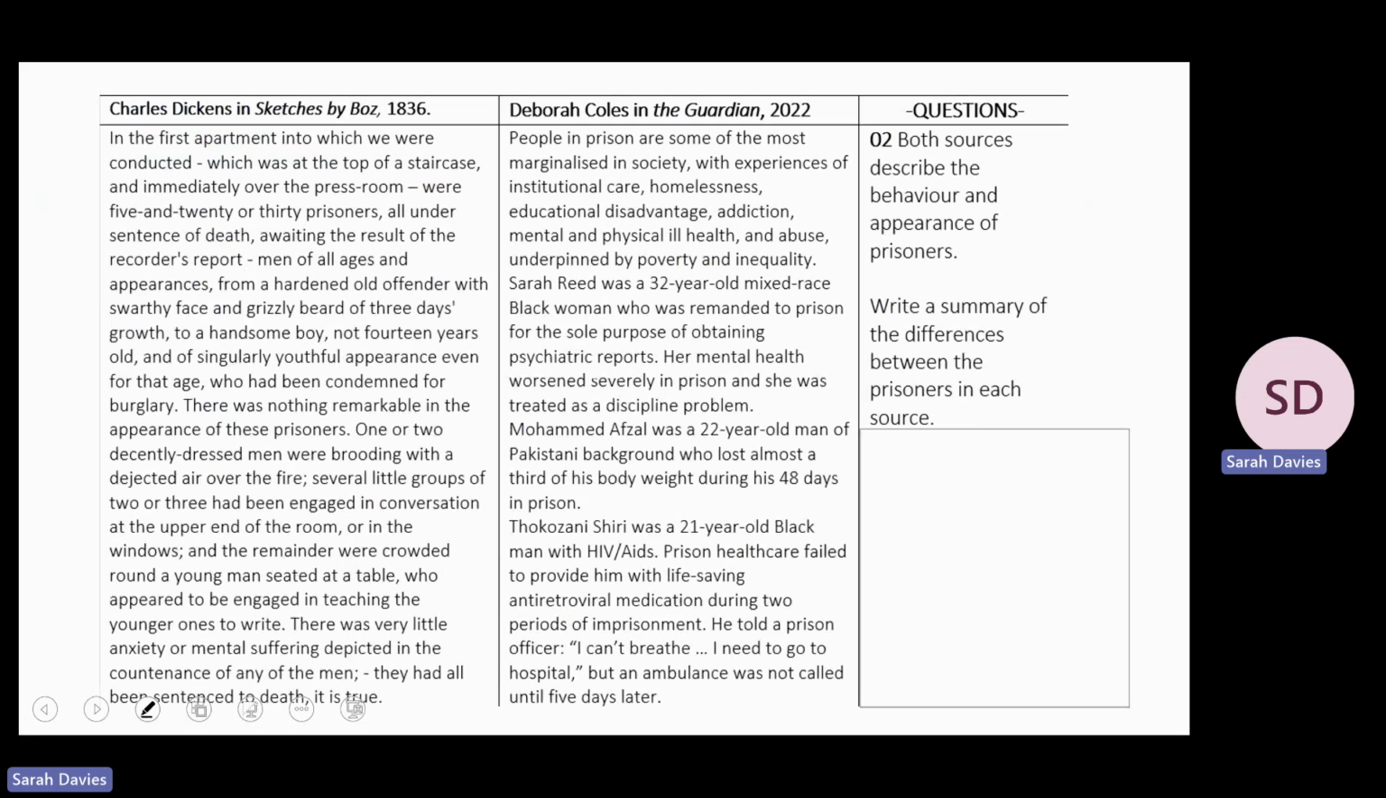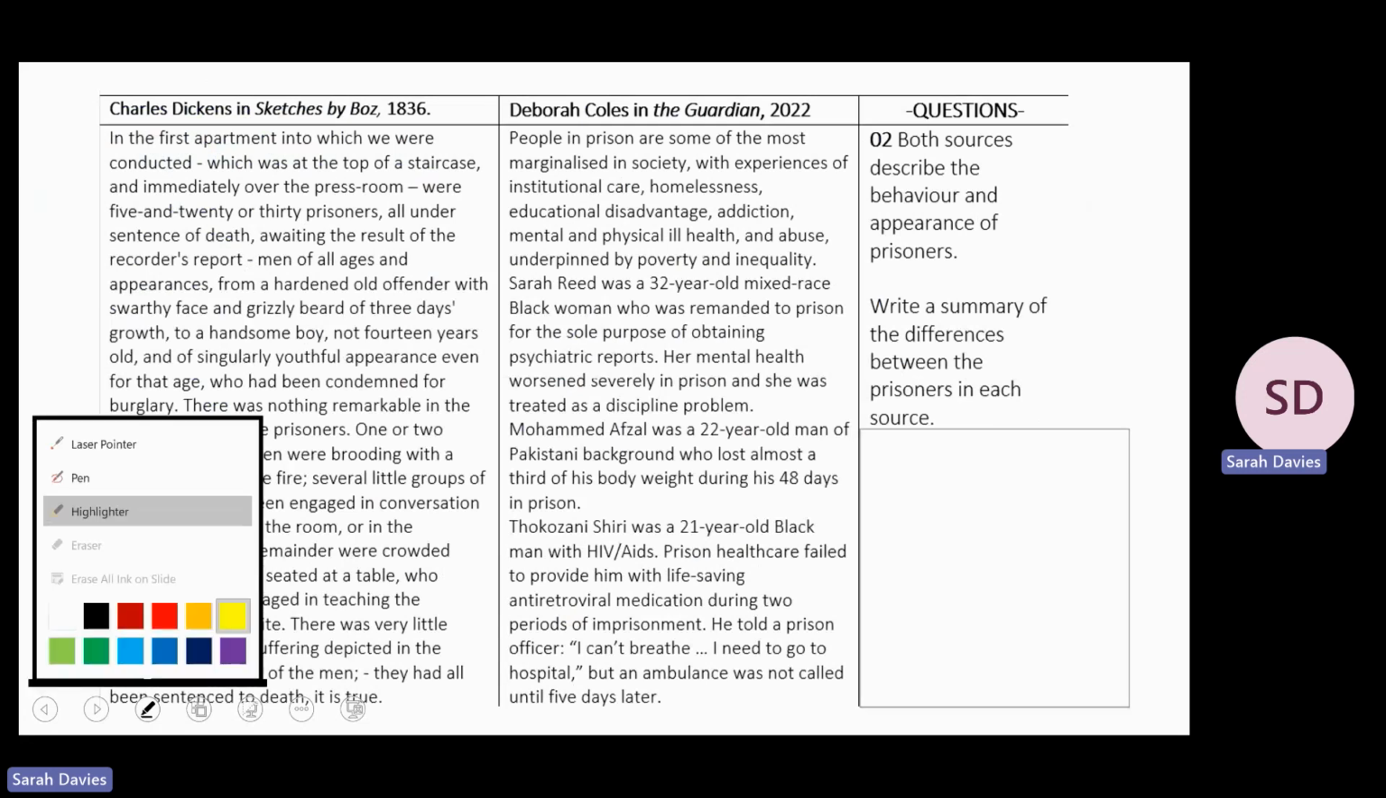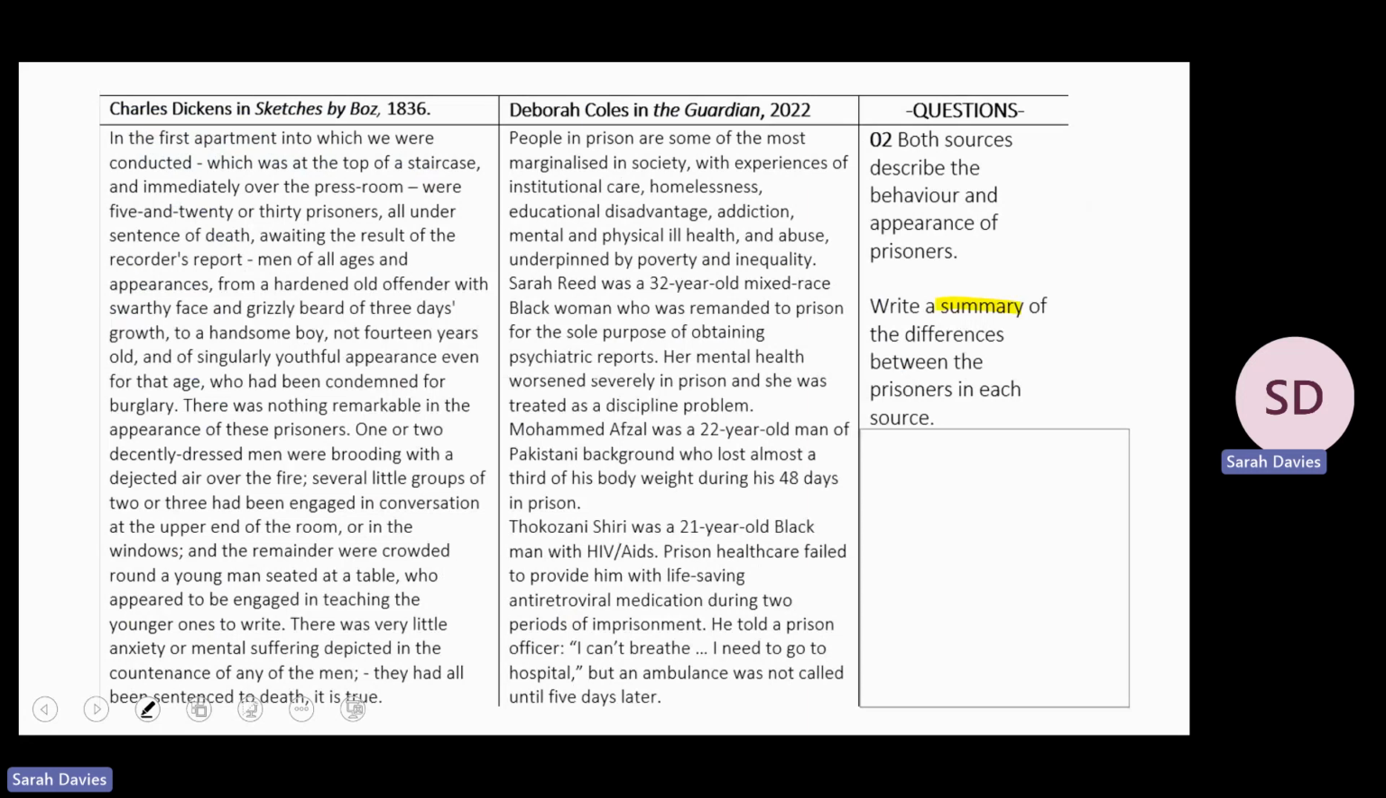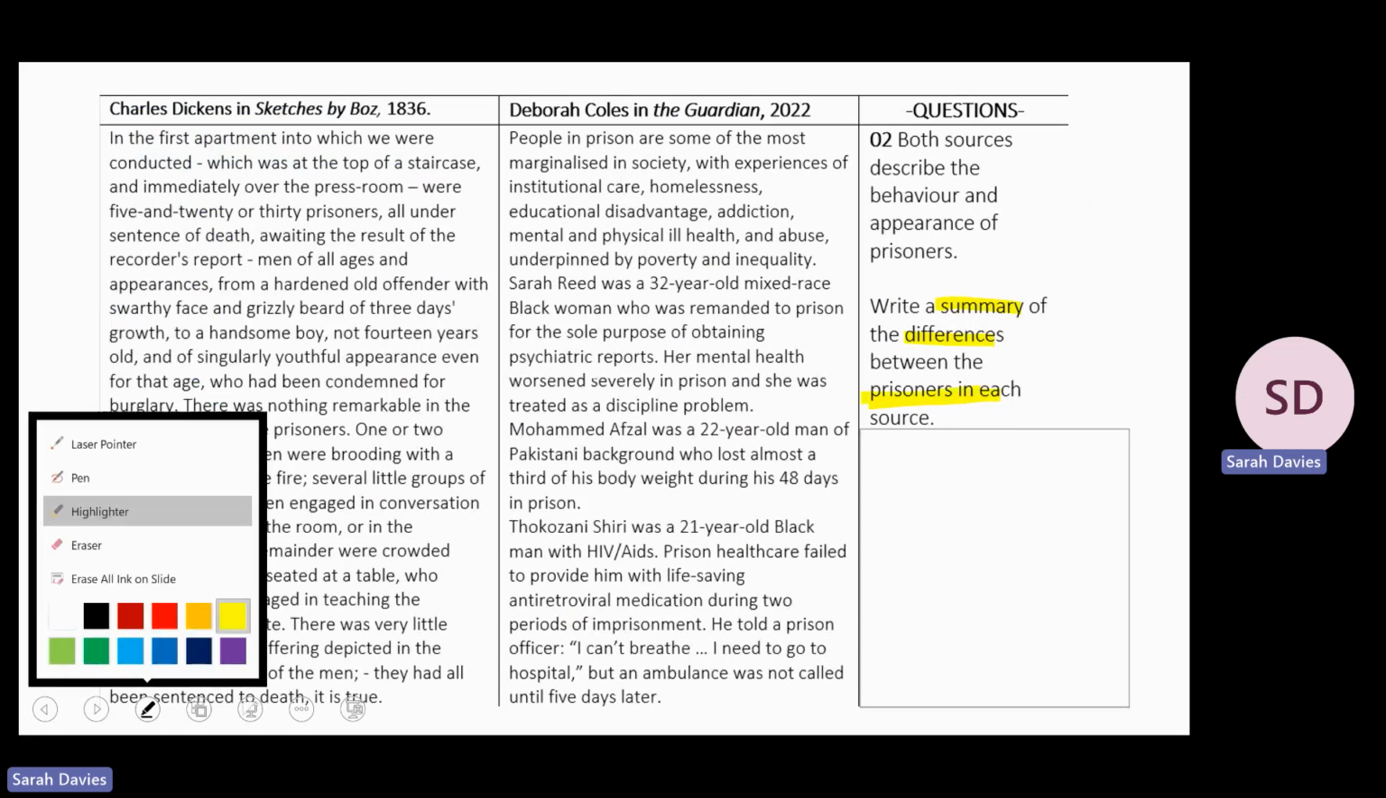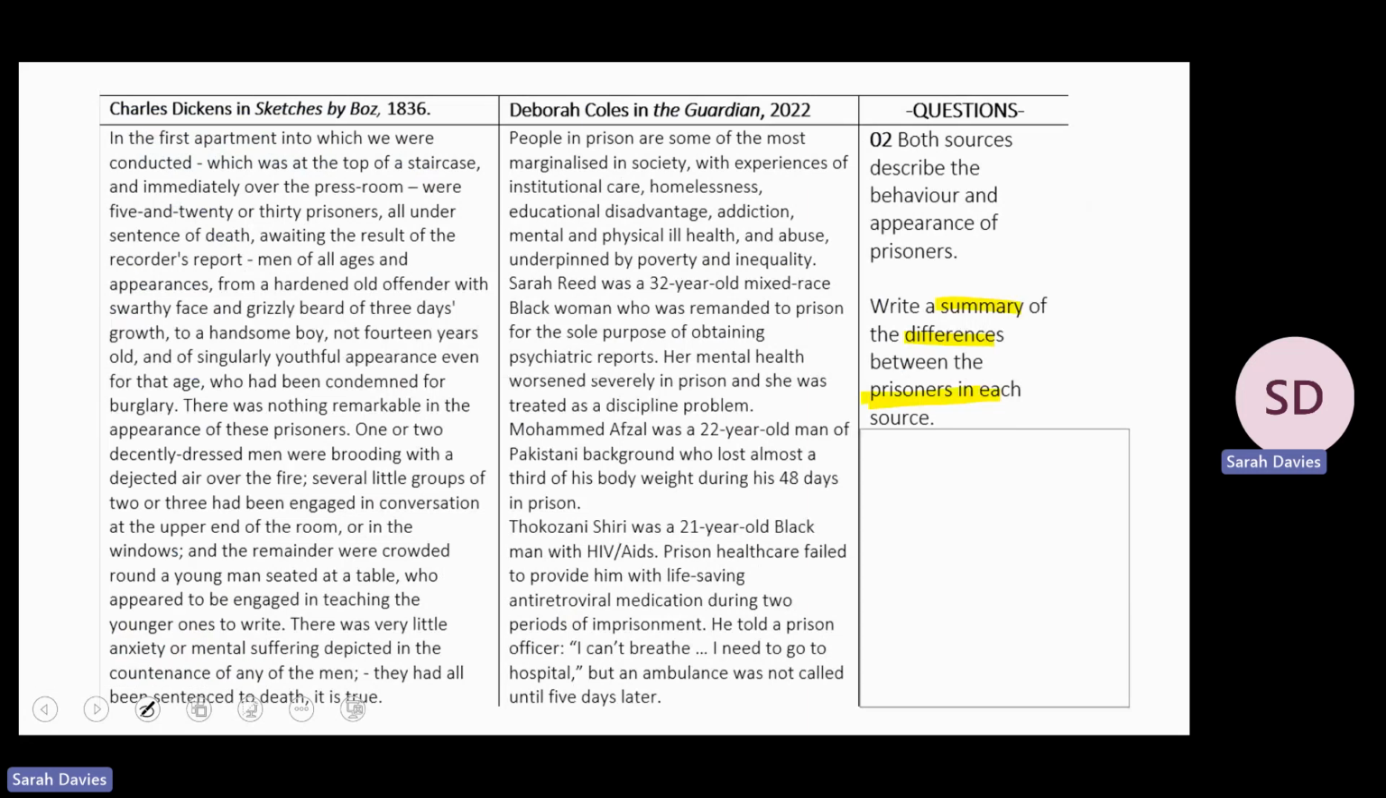Now, let's have a look at how we can annotate this response based on one example of the question. When we look at the question in a bit of detail, it says both sources describe the behaviour and appearances of prisoners. Write a summary, so we know it's a summary of the differences, so we know we're looking at the differences between the prisoners in each source. So we are looking specifically in this case at the prisoners. Now, apologies for the state of my handwriting on this. However, let's take a look at some in a bit of detail.